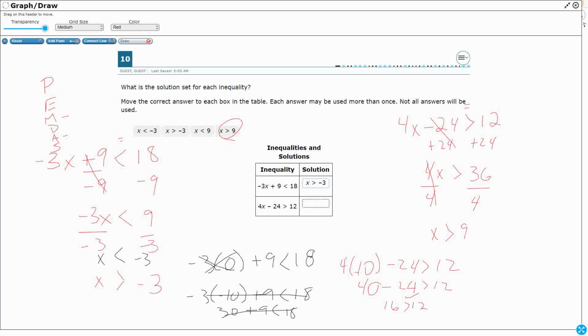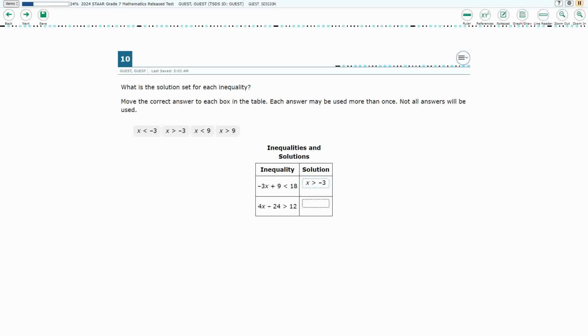So that checks out. And if you want, you can try something less than 9 to see if it doesn't work. Say 0, right? So what if I put a 0 right there? 4 times 0 is going to be 0. So negative 24 is definitely not greater than 12. All right, so x is greater than 9 works. And those are my two answers.